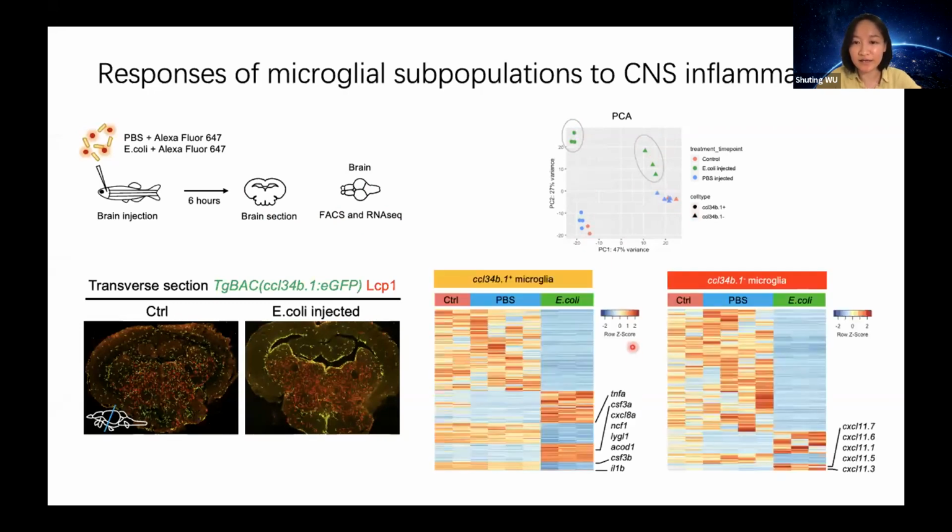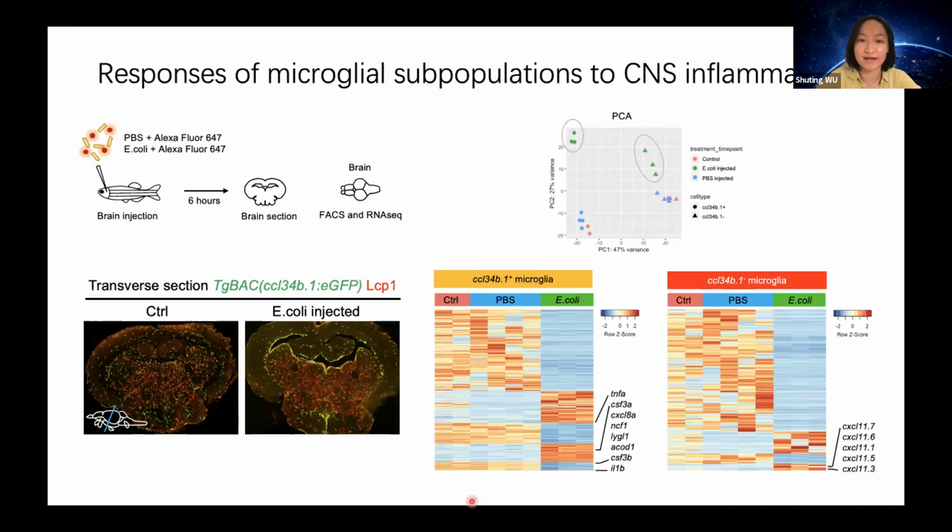If we look at their upregulated genes separately, we find that the CCL34 beta-1 positive microglia upregulated many classical pro-inflammatory cytokines, such as TNF-alpha and interleukin-1 beta, while the CCL34 beta-1 negative microglia shown here upregulated a very interesting cluster of chemokines, called the CXCL11 family. They have already been reported to be involved in the recruitment of T cells and macrophages to the infection sites.